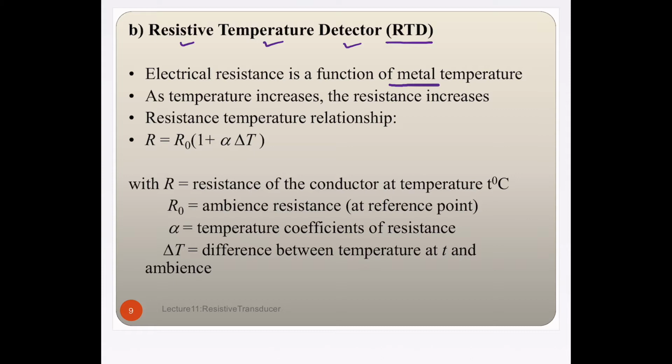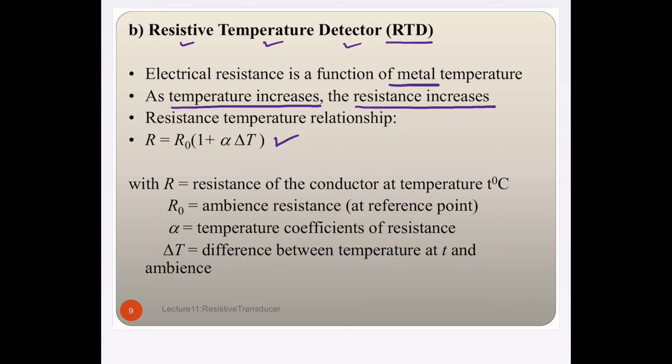So for RTD, we can see that the electrical resistance in the RTD will change due to the change of metal temperature. The relationship between temperature and resistance in RTD is, when the temperature increases, the resistance will also increase. This means that it has a linear relationship. So this equation describes the relationship between resistance and temperature.